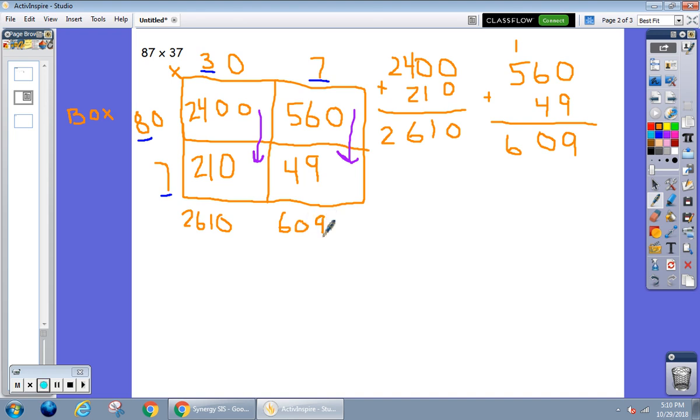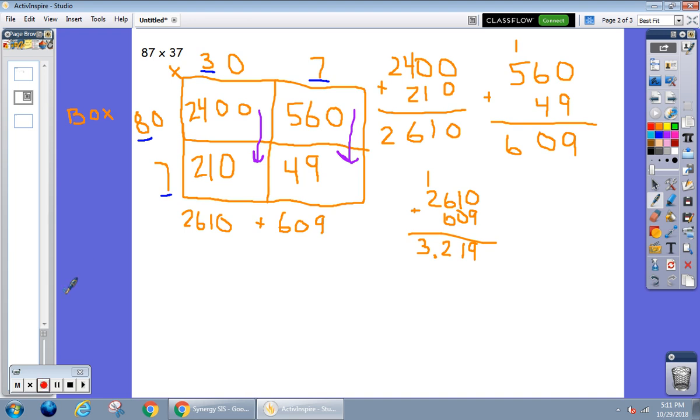All right, my final step here is to add together across this way. So I take 2,610 plus my 609 and I get 3,219. So my answer would be 3,219.